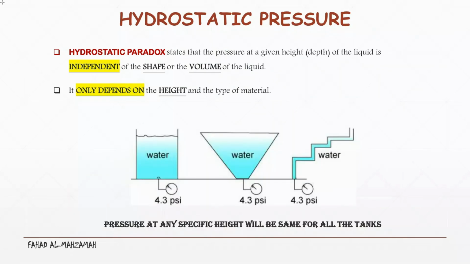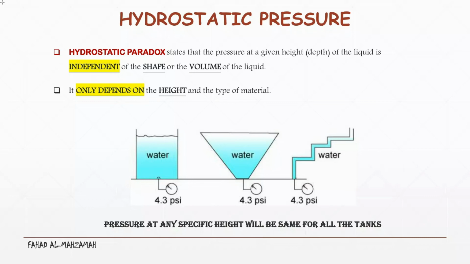Example for this paradox: here we have 3 different shapes of tanks, and these tanks or containers contain water, and this water is at rest, static, it's not moving. And we're measuring the pressure at the bottom of each of these containers, and we can find that the reading shows the same pressure. So the pressure at any specific height will be the same for all the tanks. So do not go for the shape, do not go for the volume. Okay, it's not our job.